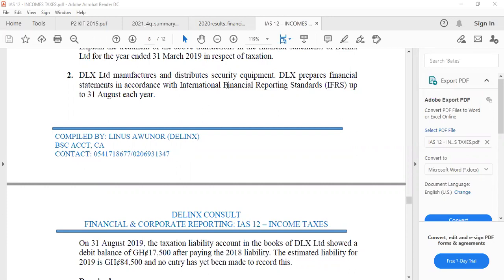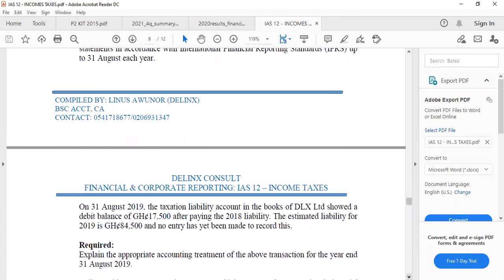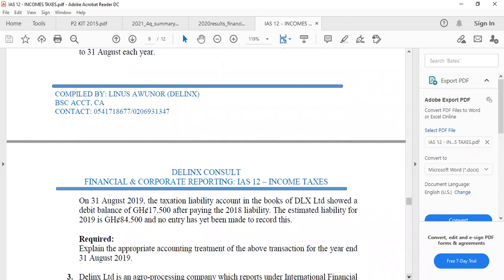Question number 2. DLX Limited manufactures and distributes security equipment. DLX prepares financial statements in accordance with International Financial Reporting Standards, IFRS, up to 31st August each year. On 31st August 2019, the taxation liability account in the books of DLX Limited showed a debit balance of 17,500 Ghana cedis after paying the 2018 liability. The estimated liability for 2019 is 84,500 Ghana cedis, and no entry has been made to record this. Required: explain the appropriate accounting treatment of the above transaction for the year ended 31st August 2019.